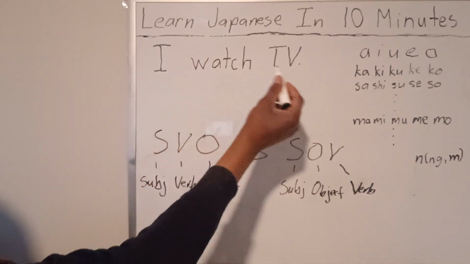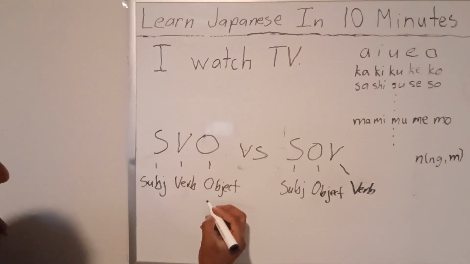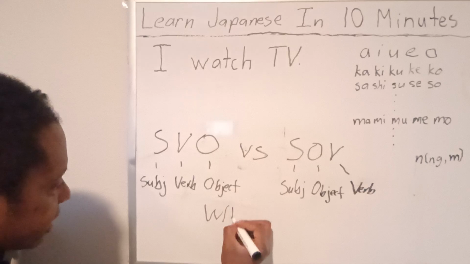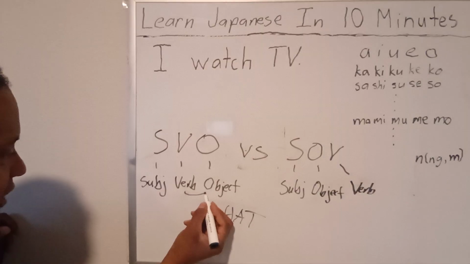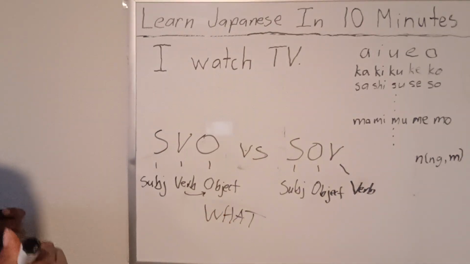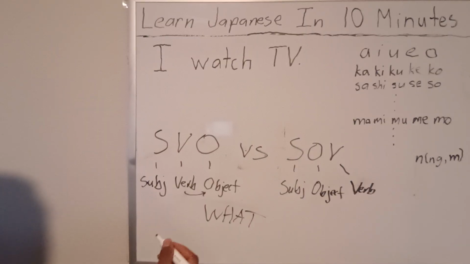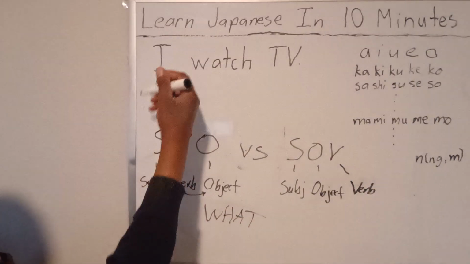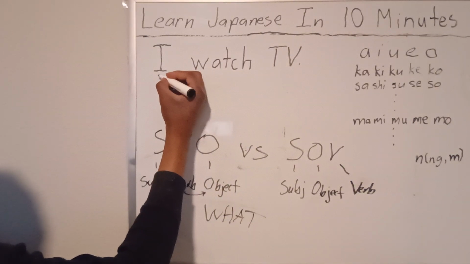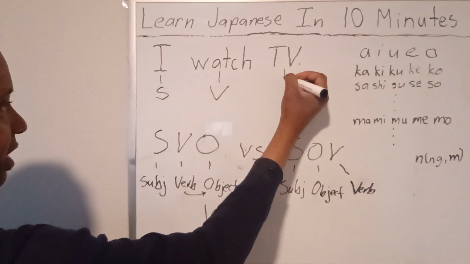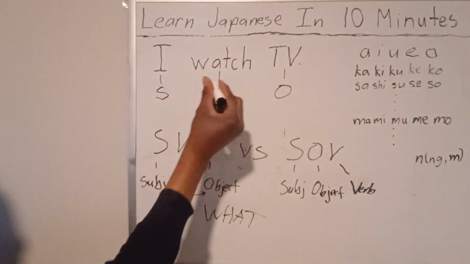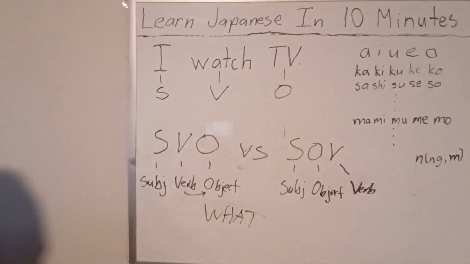For example, I watch TV. By the way, the object answers what? What the verb is acting on. For example, I saw what, I did what, I touched what, I heard what. It answers what. So in I watch TV, I is the subject, watch is the verb, and TV is the object. Watch what? Watch TV, that's what.